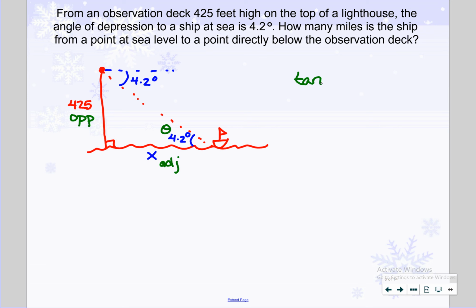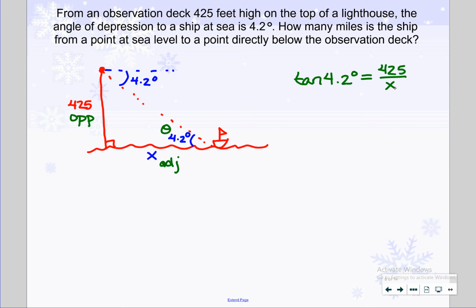And then we always, next to our trig function, put the angle. In this case, we know the angle. It's 4.2 degrees. Equals our ratio. And this is where we put opposite over adjacent. 425 over x. Okay, you're going to need your calculator to solve.